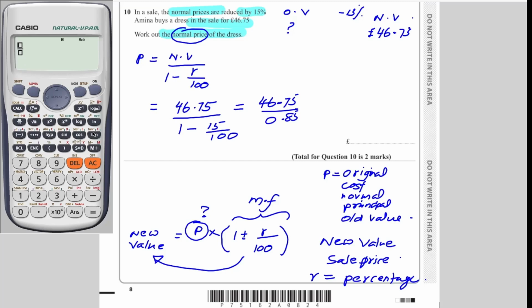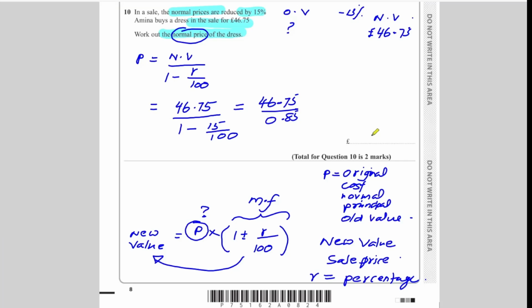Now, 46.75 divided by 0.85 equals 55. That's the answer. So that's the answer.